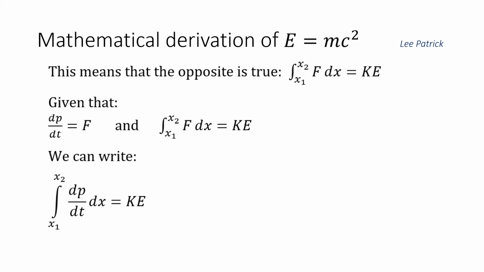This means that the opposite is true, or the integral from x1 to x2 of f with respect to x must equal kinetic energy. Given that dp/dt equals f and the integral of f from x1 to x2 with respect to x equals kinetic energy, we can now write the integral of dp/dt with respect to x from x1 to x2 is equal to kinetic energy.